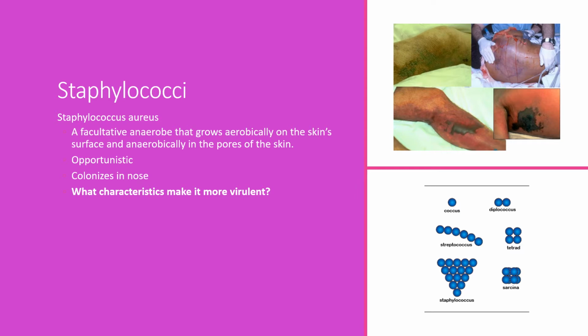Some factors make it more virulent. First of all, it has surface proteins that enhance its colonization. It also produces invasins like leukocidin, hyaluronidase, and kinase. It has a capsule that helps to protect it against phagocytosis. It is catalase positive and coagulase positive, and it also secretes toxins which assist it in lysing human cell walls. It has also acquired antibiotic resistance, and that's where we get MRSA, methicillin-resistant Staphylococcus aureus.